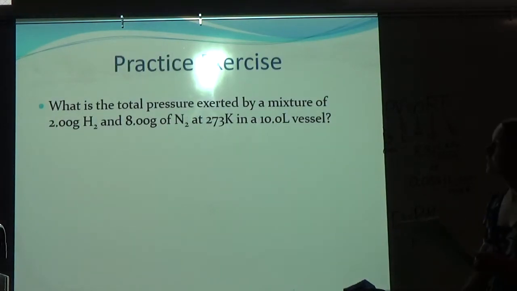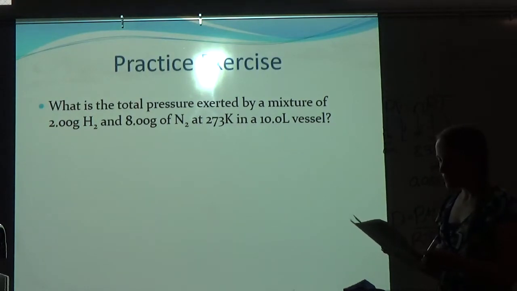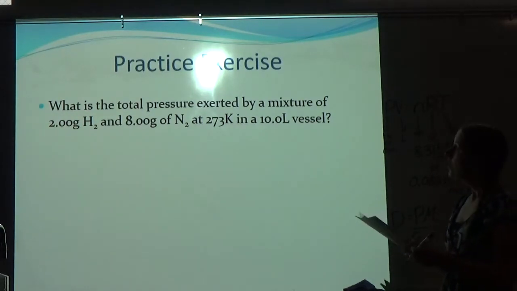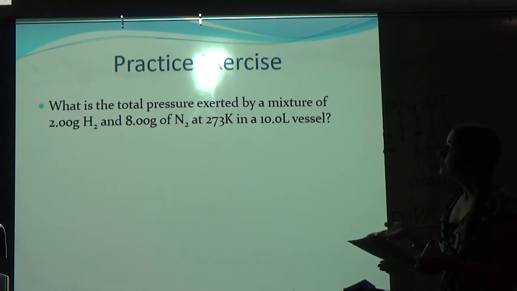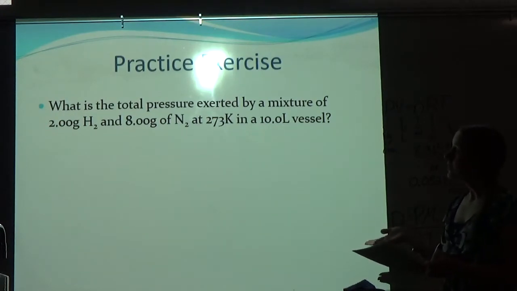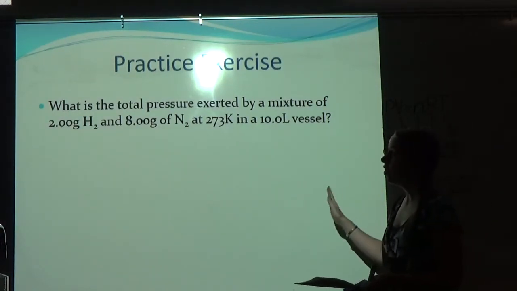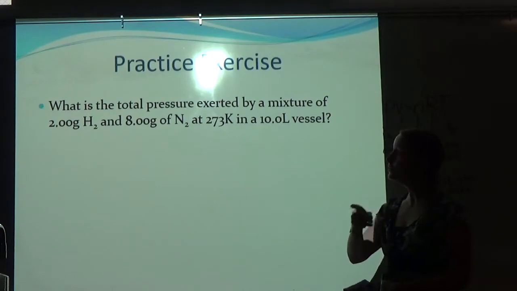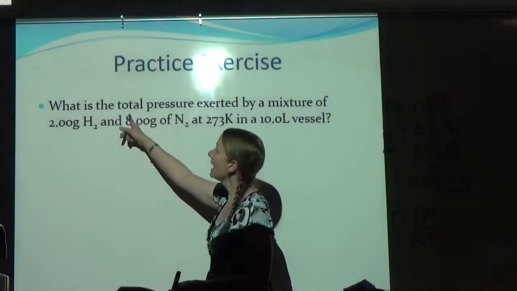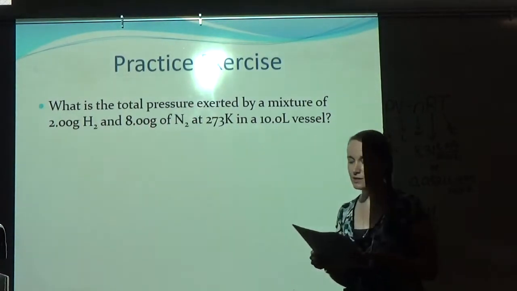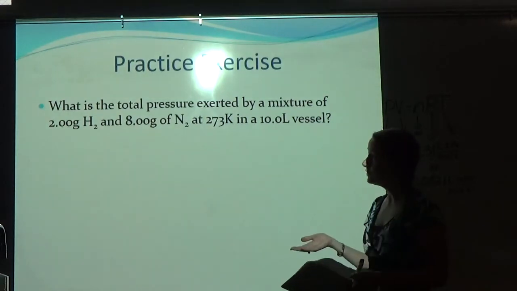All right, so moving on to our next one, it says, what is the total pressure exerted by a mixture of 2 grams of hydrogen, 8 grams of nitrogen at 273 Kelvin in a 10-liter vessel? So maybe pause it and you try this one. Now before you try it though, notice yours only asks for total pressure. So you don't need to go to all that extra trouble like I did if you don't want to.